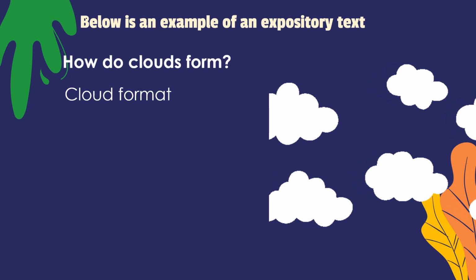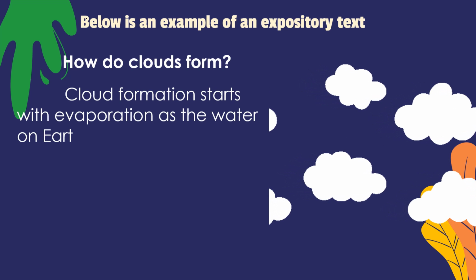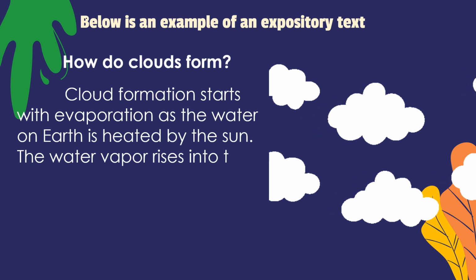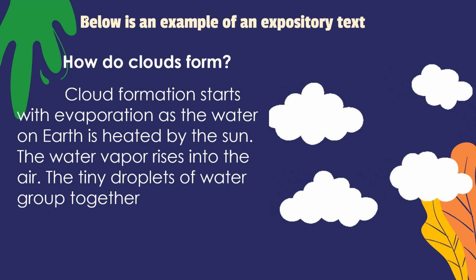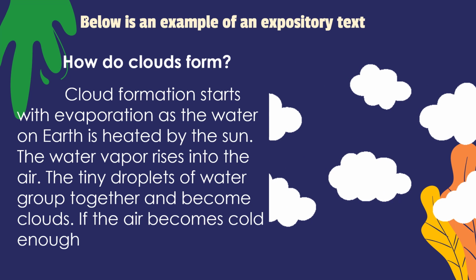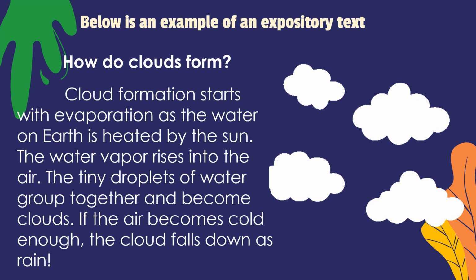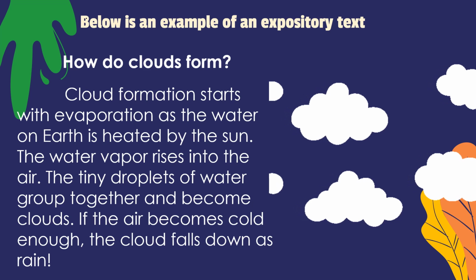How do clouds form? Cloud formation starts with evaporation as the water on Earth is heated by the sun. The water vaporizes into the air. The tiny droplets of water group together and become clouds. If the air becomes cold enough, the cloud falls down as rain.